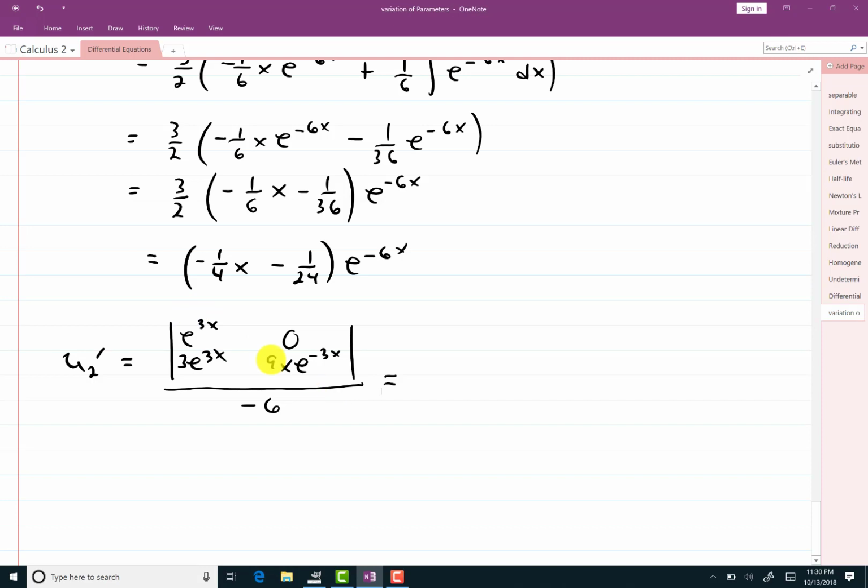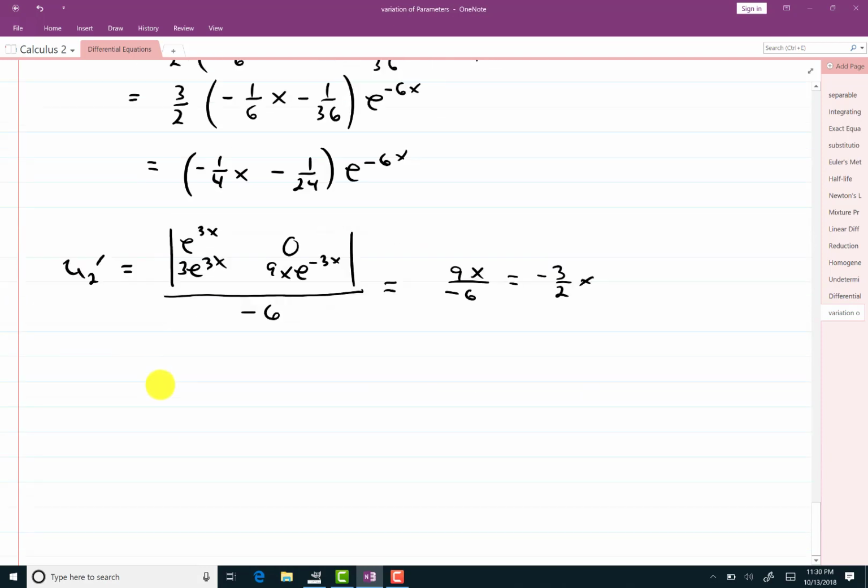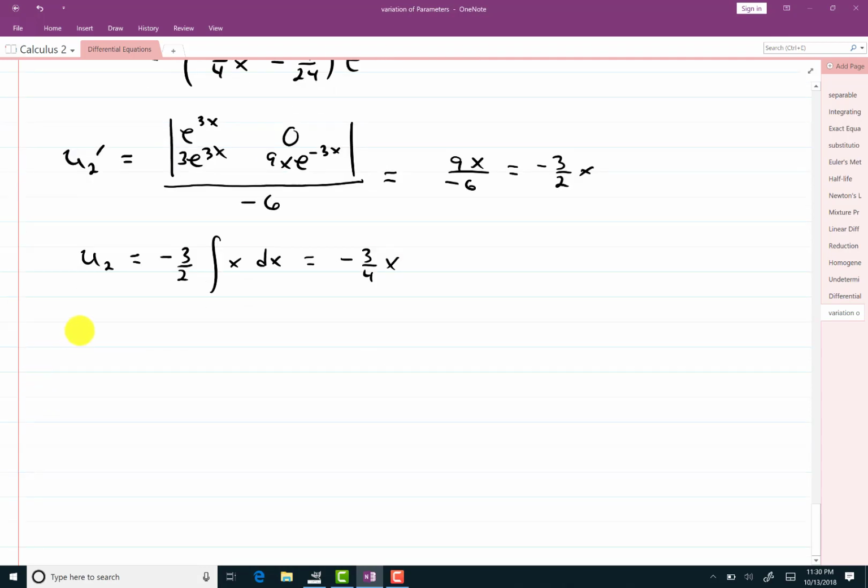When you do this diagonal here, notice the e's cancel out and you're left with just 9x, or negative 3/2 x. And then u2 will be the integral of that, which will equal negative 3/4 x. Now we're ready to do our particular solution, which is u1 y1 plus u2 y2.